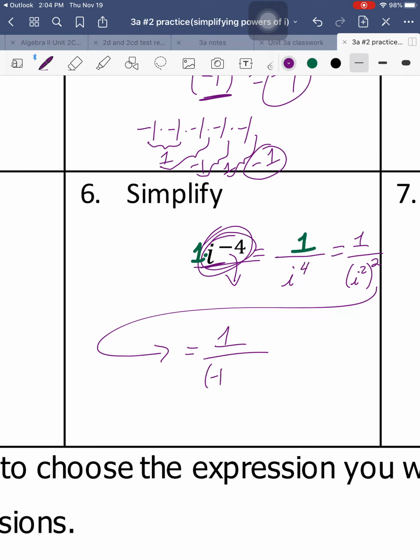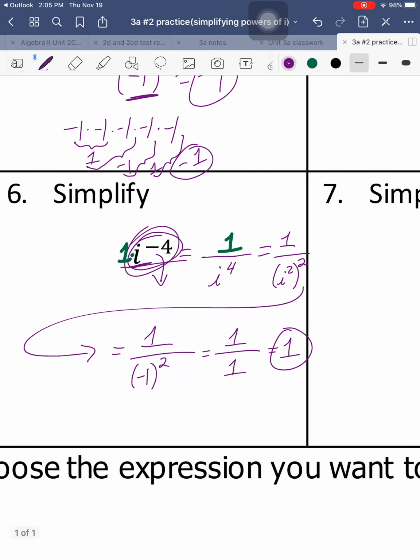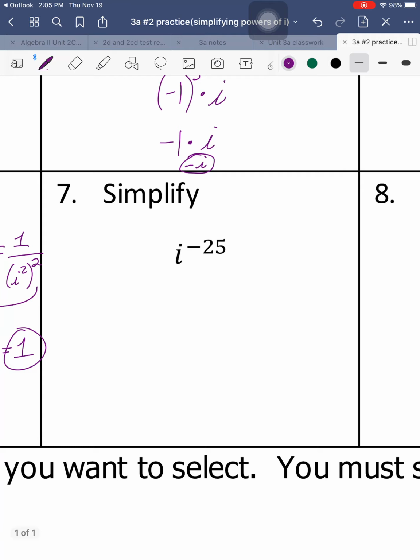i squared is negative 1. Negative 1 squared is positive 1. So that denominator is positive 1. And 1 divided by 1 is 1. Cool. So the next one's very similar.